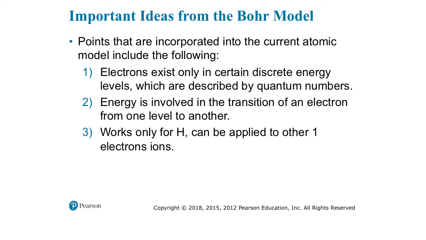So some important ideas to point out for the Bohr model: electrons exist only in certain discrete energy levels, which are described by quantum numbers. That is one important note from this model, that we're getting this idea of quantized energy levels from the Bohr model. Energy is involved in the transition of an electron from one energy level to another. That's a helpful concept to make sense of, that as we're changing energy levels for the H-atom, different energies correspond to those changes in energy level. If we want to go to some higher energy level, energy has to be absorbed.